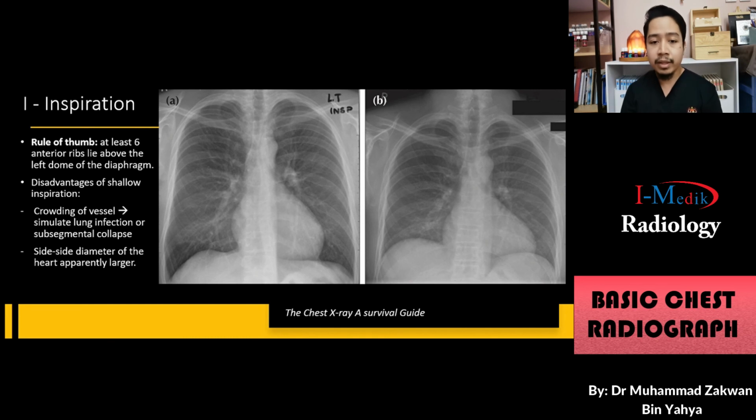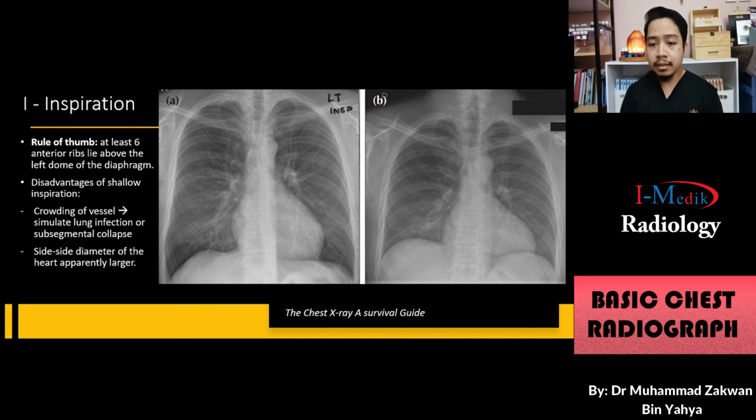The second one, I, inspiration. The rule of thumb is that we have to see at least 6 anterior ribs above the left dome of diaphragm. What is the importance of a good inspiratory effort? With a shallow, or under-inspiratory radiograph, there will be crowding of vessels. It will simulate lung infection or subsegmental collapse, and the side-to-side diameter of the heart will appear enlarged.